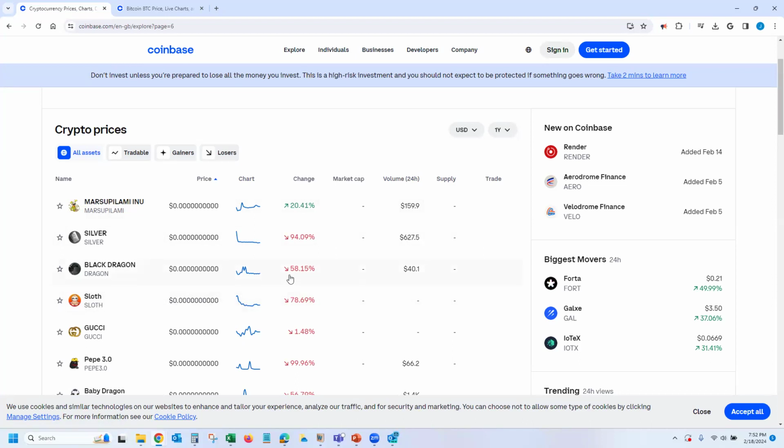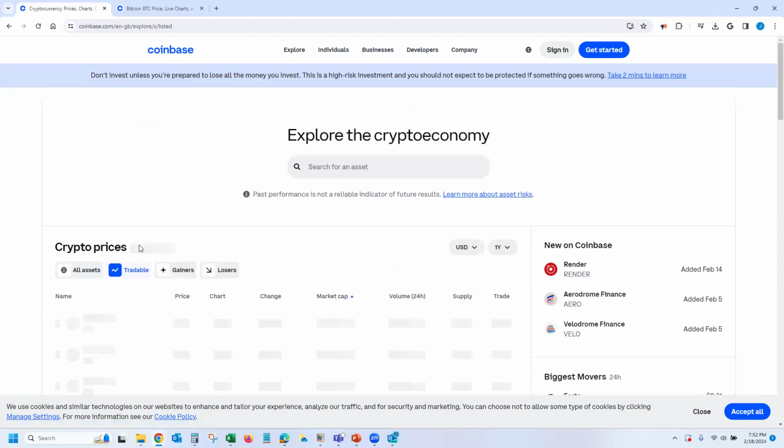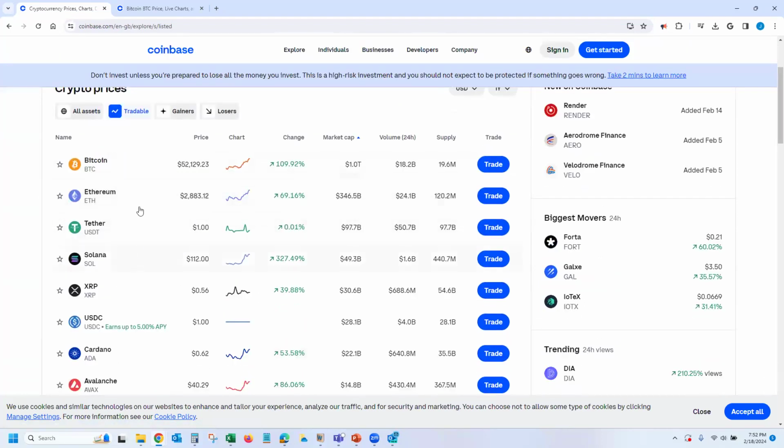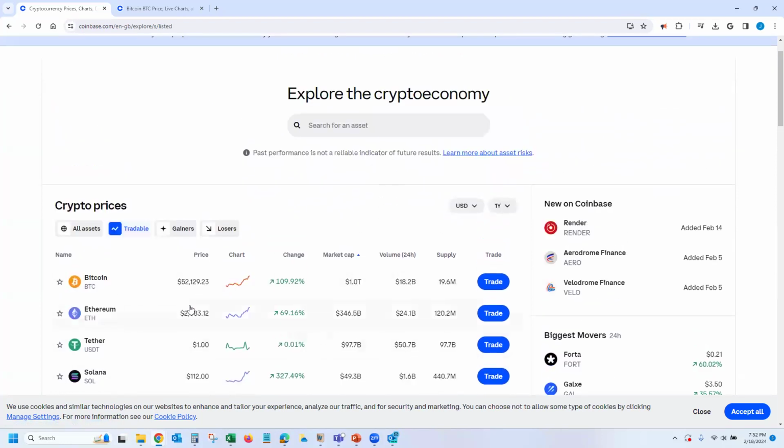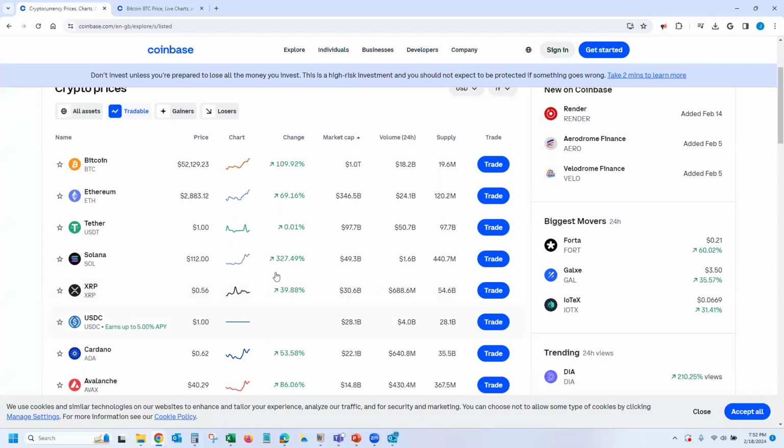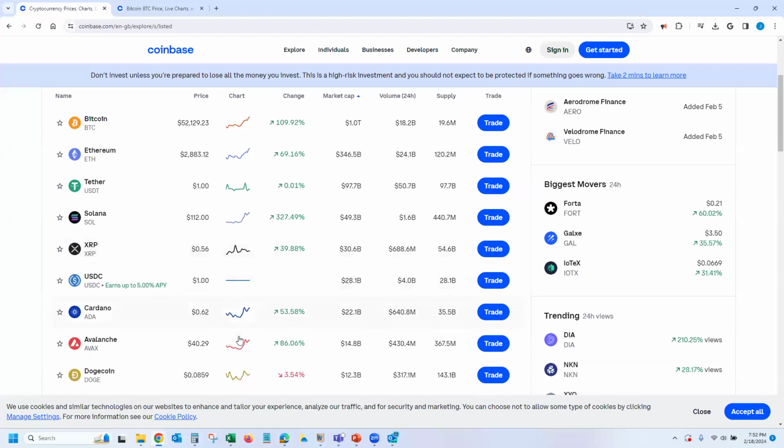Now, if you want to find out which cryptocurrencies are traded, you could click on this one here, which is tradable. So this tradable filter will give you those cryptocurrencies that are traded on Coinbase. And in most cases, these cryptocurrencies are also traded on similar platforms as well, like Dogecoin and many other cryptocurrencies here. These are cryptocurrencies that are currently on exchange. And also you could view the chart here to see how the cryptocurrencies are changing.